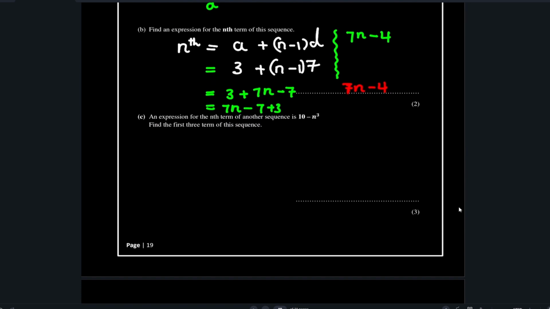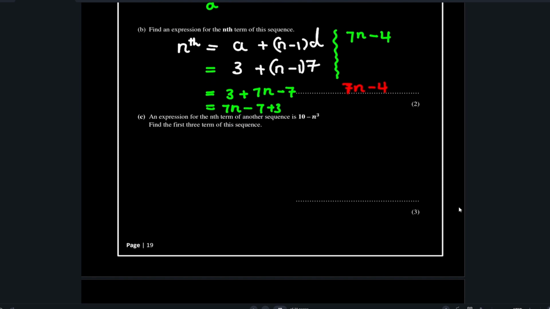Okay, if you do not understand that, let's go down here to part C. An expression for the nth term of another, a different sequence, is 10 minus n to the power 3. Find the first 3 terms of this. So here we are given a general expression, and we are supposed to generate the first 3 terms. Something that you need to remember is that the first term is when n is 1. The second term is when n is 2. The third term is when n is 3.